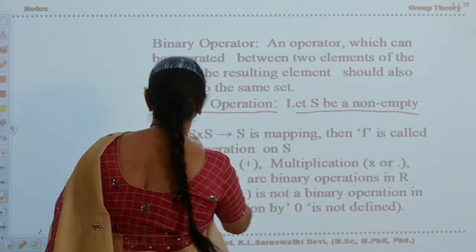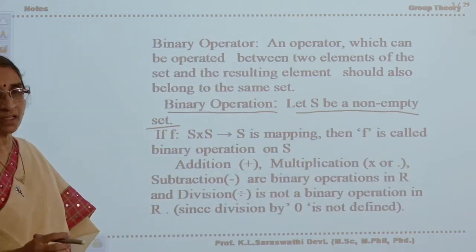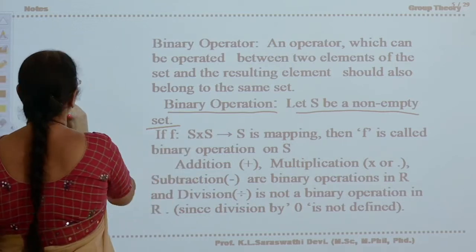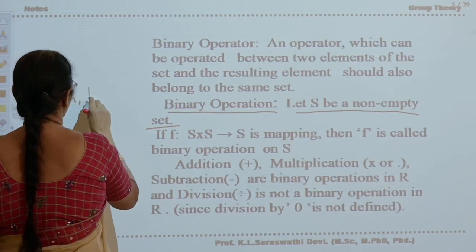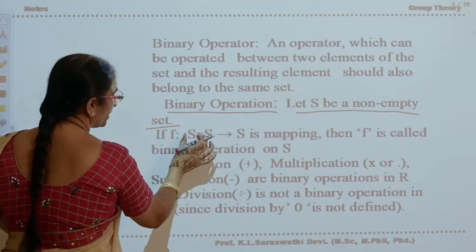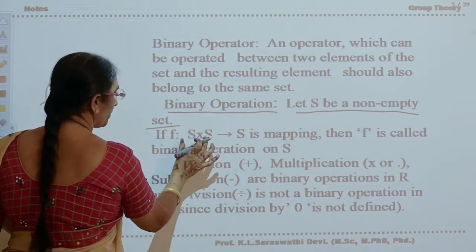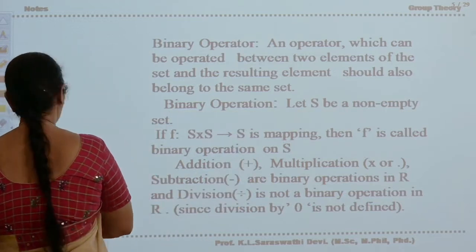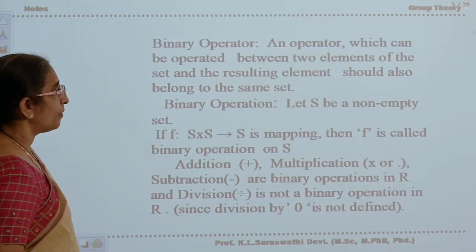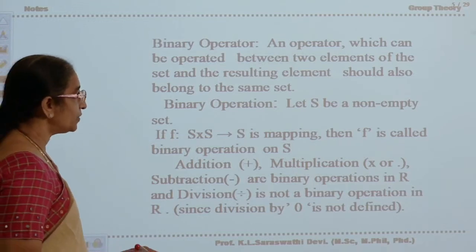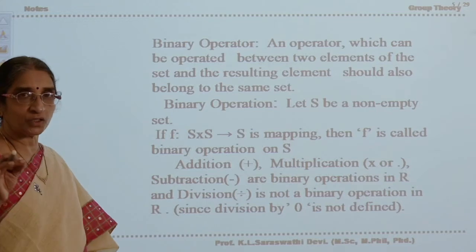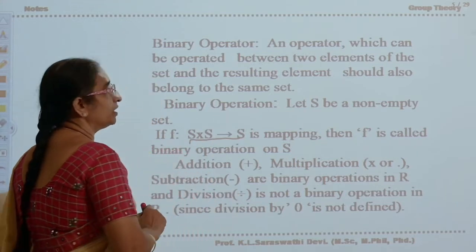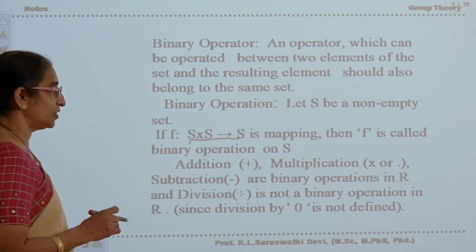Let S be a non-empty set. Suppose S is a non-empty set. If you take two elements A and B from S, that is, from S cross S, F of A comma B, you can apply the operator between the two elements of S, and the result will also be in S. Then you will say that that mapping is called a binary operation on S. When will you say that any operation is a binary operation on S? If F is a mapping from S cross S to S, then F is called a binary operation on S.